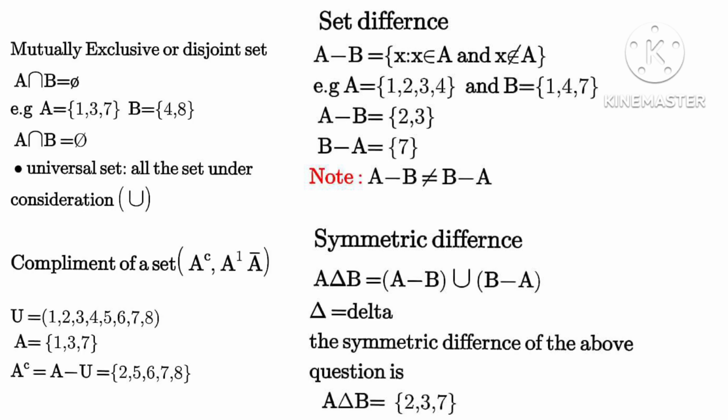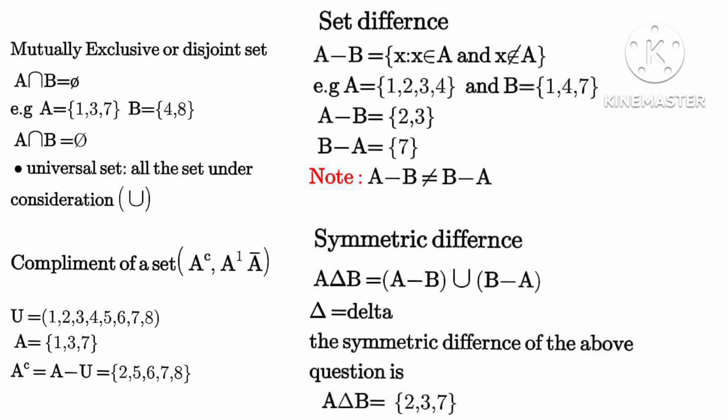Alright, so we move to mutually exclusive. Mutually exclusive sets are those sets that when you take the intersection, they have nothing in common. So if you have two different circles in a Venn diagram that are not intersecting, those are mutually exclusive or disjoint sets. You understand? So that's it.